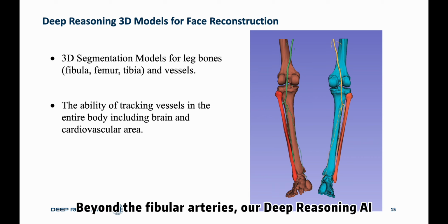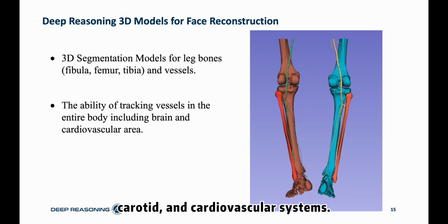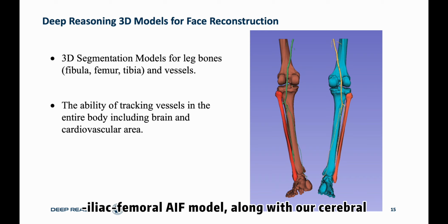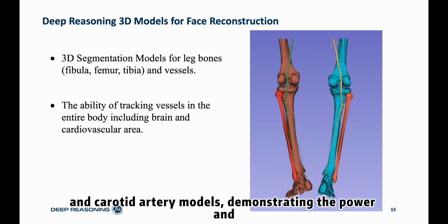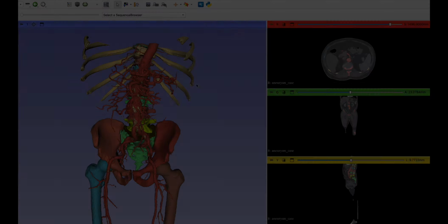Beyond the fibula arteries, our Deep Reasoning AI framework enables full-body vessel tracking, including cerebral, carotid, and cardiovascular systems. In the upcoming sections, we'll showcase our aorta-iliac femoral (AIF) model, along with our cerebral and carotid artery models, demonstrating the power and precision of our platform across multiple domains.